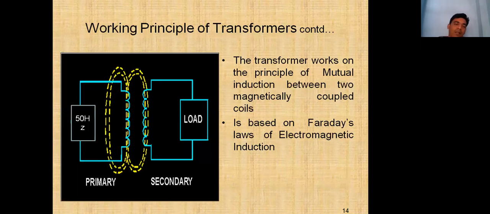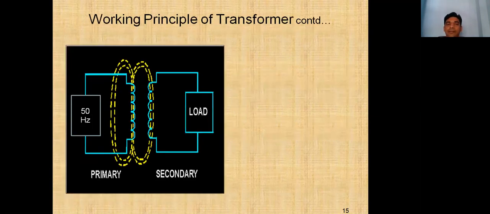So here two circuits, the primary circuit and the secondary circuit, are both electrically isolated but magnetically coupled. So flux generated in the primary winding is linked with the secondary winding. This is called mutual induction between two magnetically coupled coils. And based on Faraday's law of electromagnetic induction, EMF is induced in the secondary circuit.